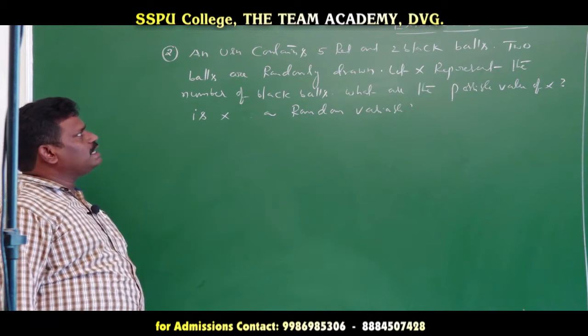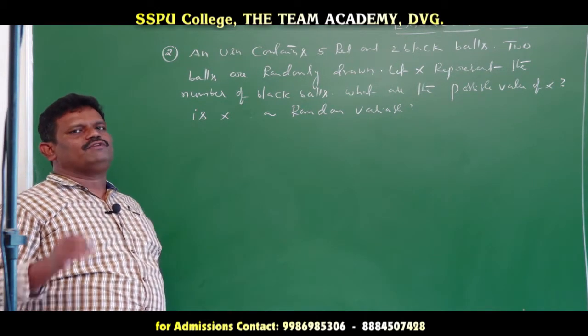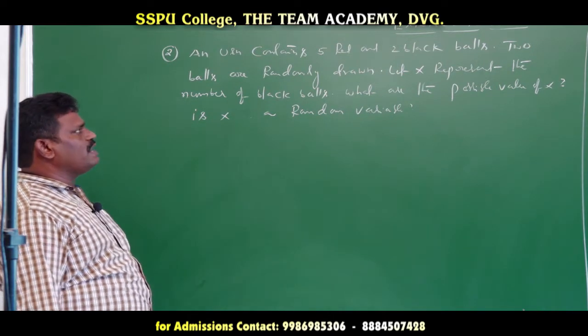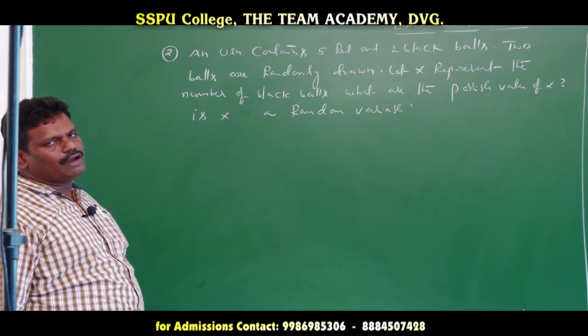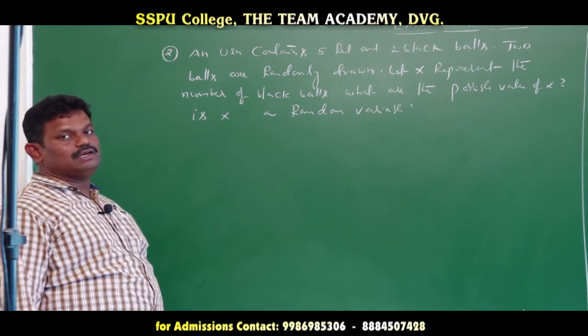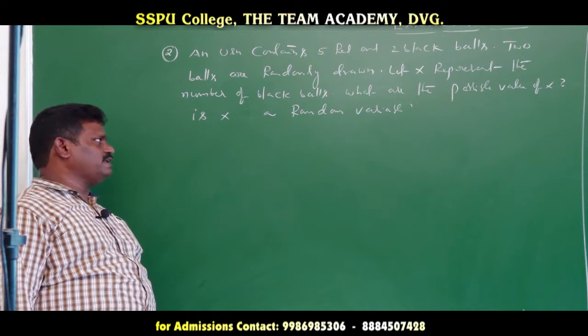Another question. An urn contains 5 red and 2 black balls. In that urn there are 5 red and 2 black balls. Then 2 balls are drawn randomly. So if we take 2 balls out of 5 red and 2 black balls, let X represent the number of black balls. What are the possible values of X?